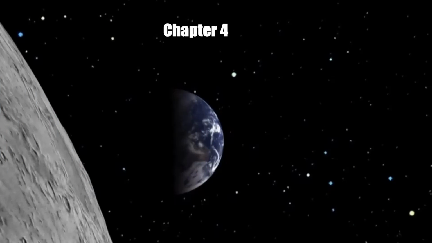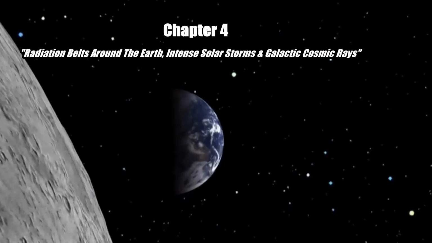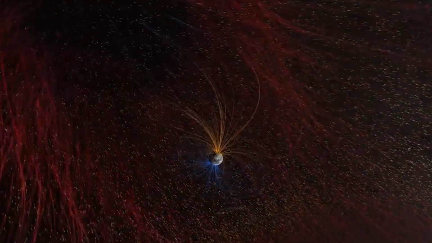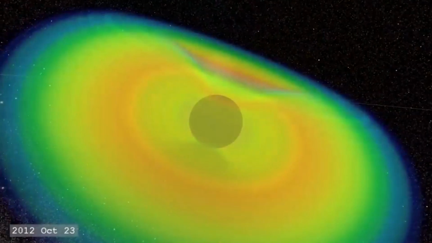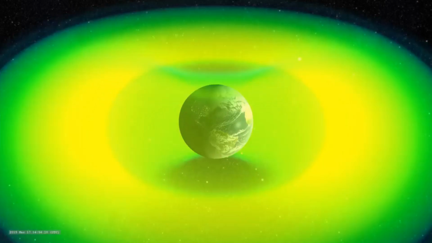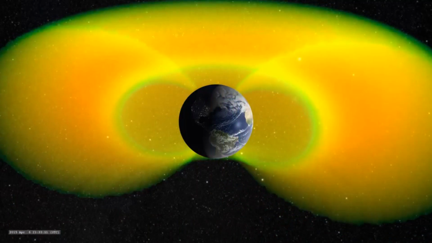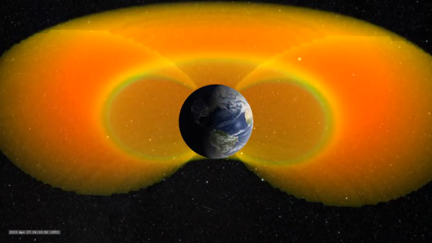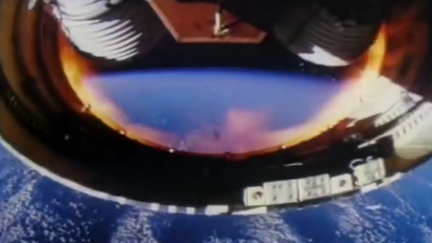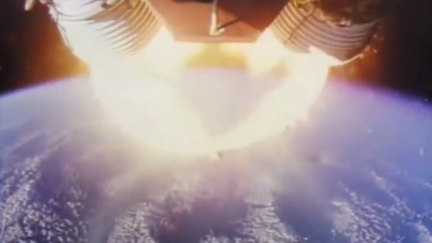Chapter 4: Radiation Belts and the Earth, Intense Solar Storms and Galactic Cosmic Rays. To glow or no glow? The Apollo missions would have had to travel through an area of radiation surrounding the Earth called the Van Allen belts. This is an area of intense radiation, and there has not been much discussion over the years regarding NASA's claim that, given the right shielding and trajectory, the Apollo missions were able to travel through the radiation belts with little or no harm to the astronauts.